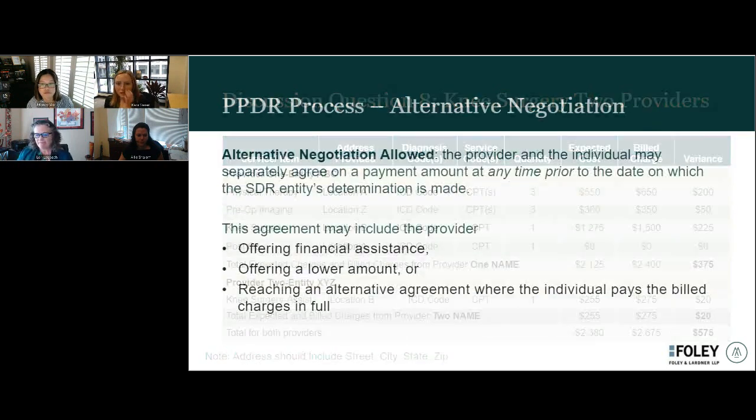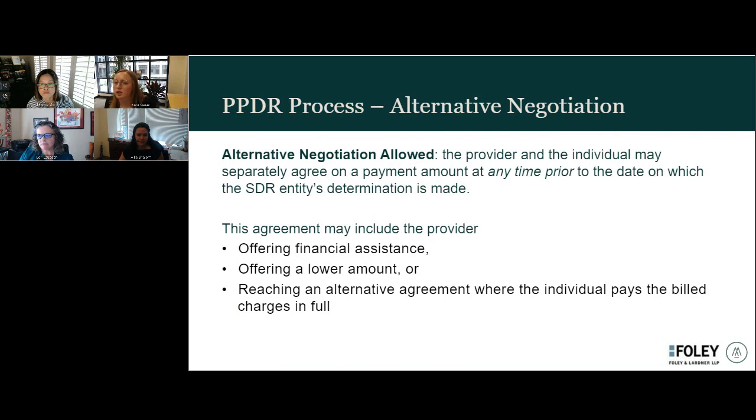Yeah. So next I'll talk about what you can do during the SDR entity's process. Well, you're allowed to do alternative negotiation, which means the provider and the individual may separately agree on a payment amount any time prior to the date on which the SDR entity's determination is made. So that may include offering financial assistance, offering a lower amount, or reaching an alternative agreement where the individual pays the bill charges in full, or any combination of what you can think of that they would agree on.